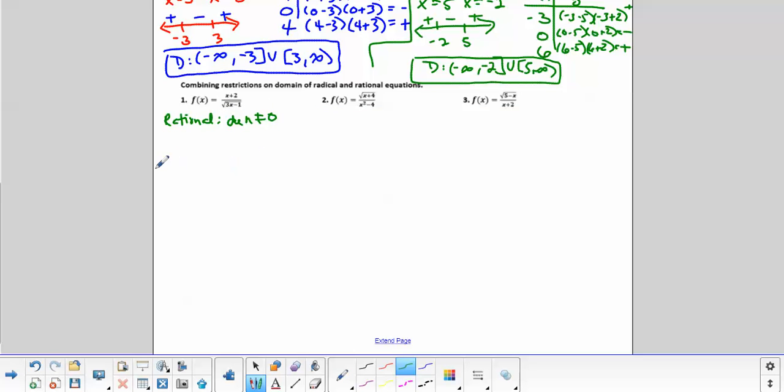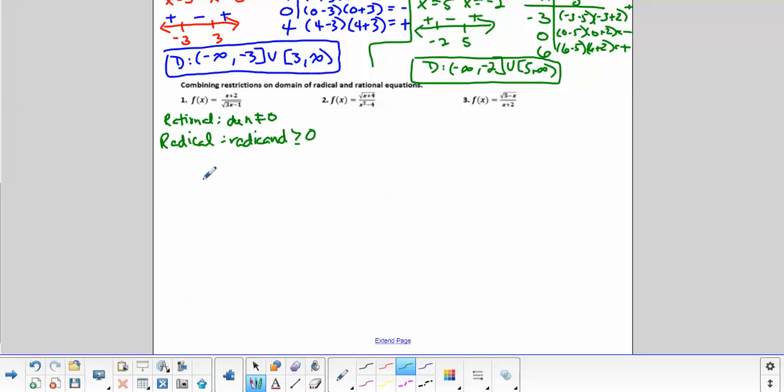And because it's radical, the radicand, that's the part underneath the square root, has to be greater than or equal to 0, because you can't do the square root of a negative. So if you put these two ideas together, greater than or equal to 0, but not equal to 0, you get just greater than 0.